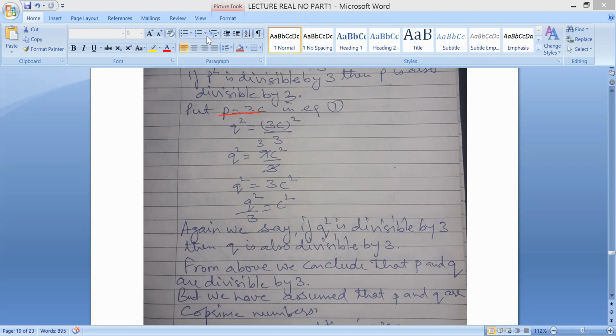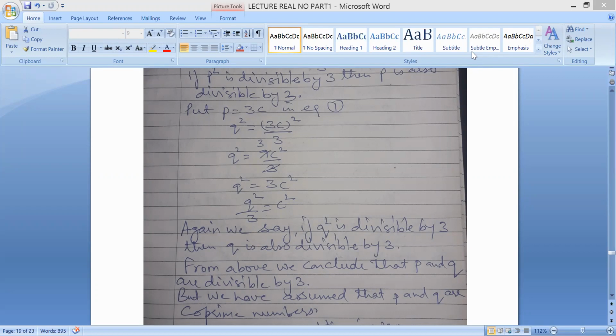Put P equal to 3C in equation number 1. Q square will be what? 3C whole square upon 3. Now, Q square equals 9C square by 3. 9 will cancel by 3. You will get Q square equals 3C square, and Q square by 3 equals C square. Again, we say that if Q square is divisible by 3, then Q is also divisible by 3.